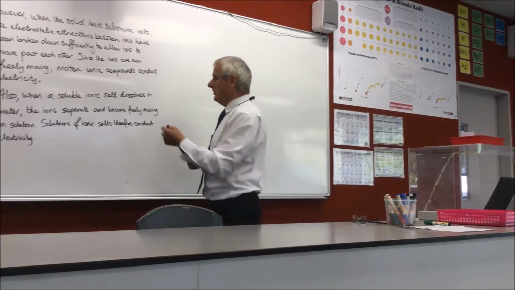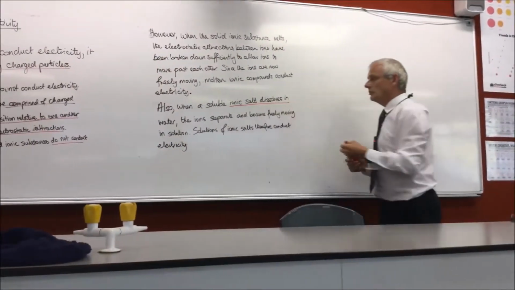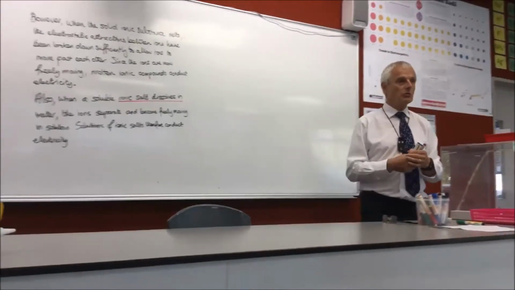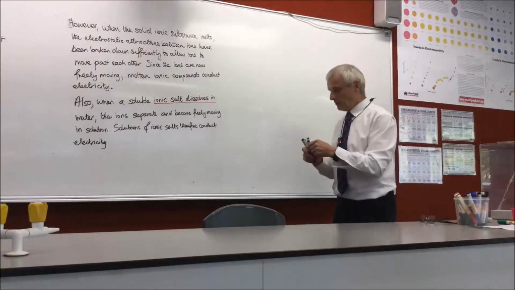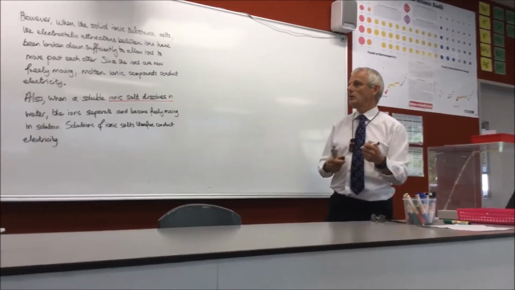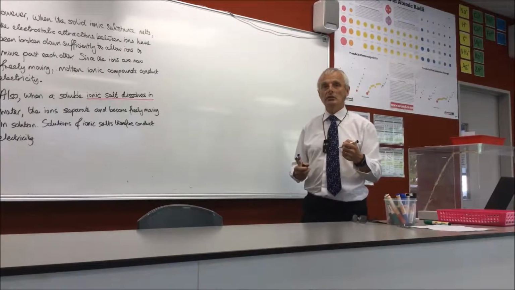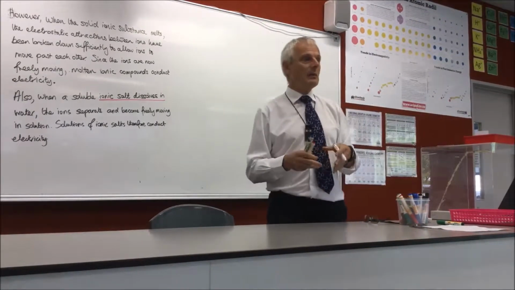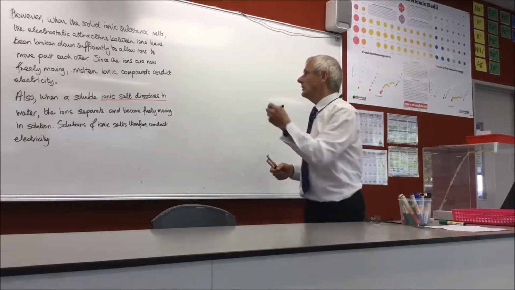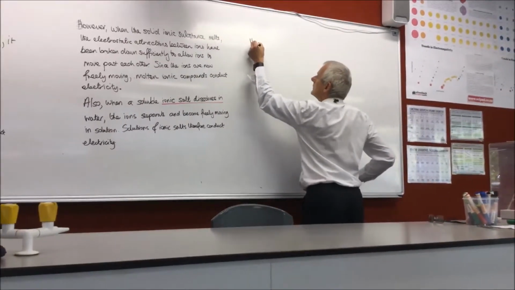This last bit about the ionic salt dissolving in water is something we're going to go on to in just a second. So the next property we're going to look at for ionic compounds is hardness, and in a way it's their malleability and ductility. So if you look at hardness.